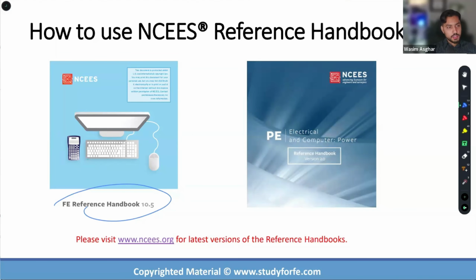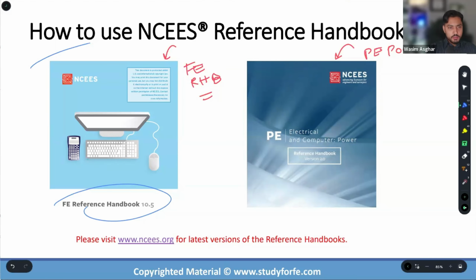Whereas the FE Electrical and Computer Reference Handbook is actually an FE Reference Handbook, in the sense that once you download this and start using it, you're going to see that there is FE Civil, FE Mechanical, FE Chemical, FE Environmental, FE Other Disciplines content over here. Some of the topics are shared between the different disciplines, such as math, probability, stats, engineering economics, ethics. These are topics that show up in more or less all the FE exam specifications. So that is the first difference.